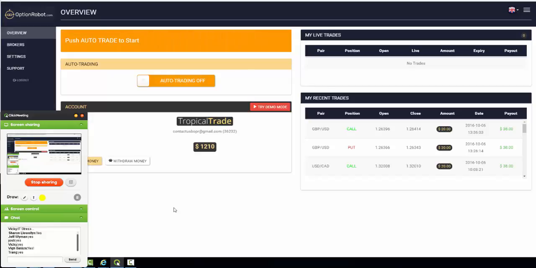Profit on Option Robot on this account at the moment is $1,210. Absolutely fantastic from a $1,000 deposit, $210 up after about 2 weeks of trading. I haven't actually been doing much trading on Option Robot. I've been focusing more on getting other software up and running and synchronization with other players in the binary options industry.